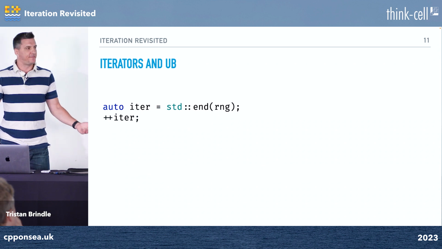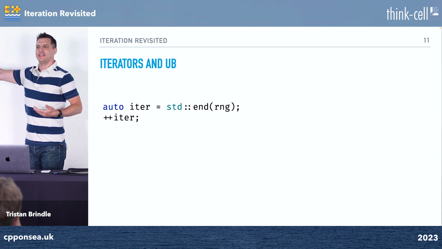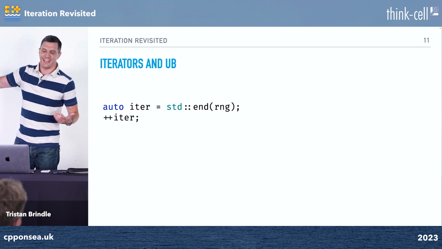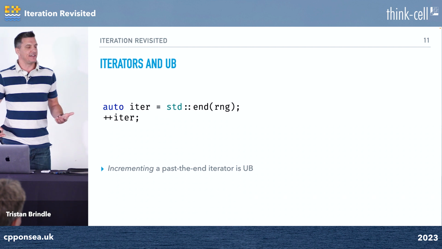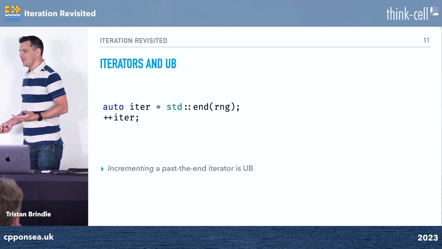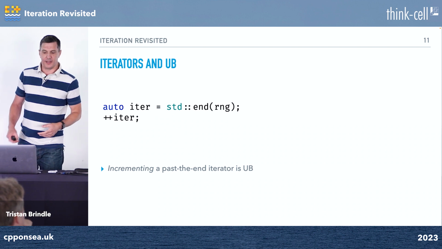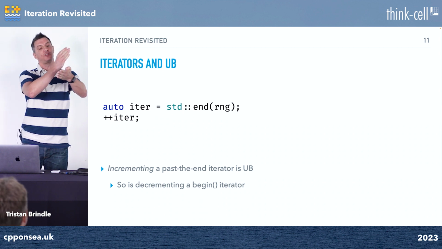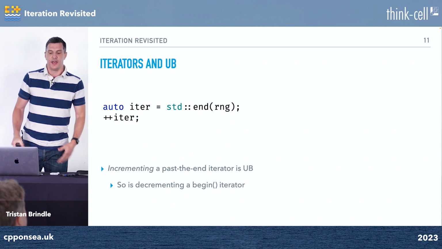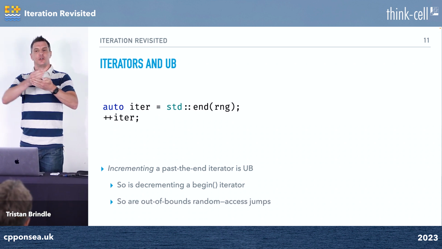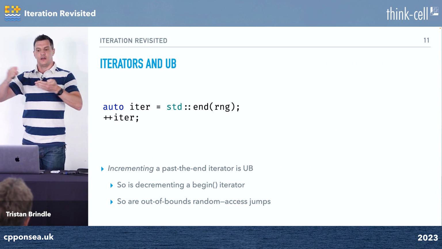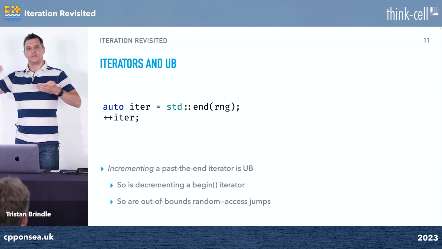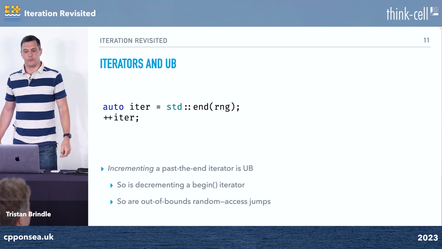Okay, well, what if instead of dereferencing the past-the-end pointer, we try to increment it? We call operator++ on it. UB, yes, absolutely. Incrementing a past-the-end iterator is undefined behavior. Oh dear. So is decrementing a begin iterator. If we have a bidirectional range, we form an iterator to the start, and we try to decrement that iterator. That's undefined behavior. And out-of-bounds random access jumps: if you jump outside the bounds of a range, that's going to be undefined behavior, right? And again, you can think about this in terms of pointers. We can't form a pointer to some arbitrary address. That's just not allowed by the language.